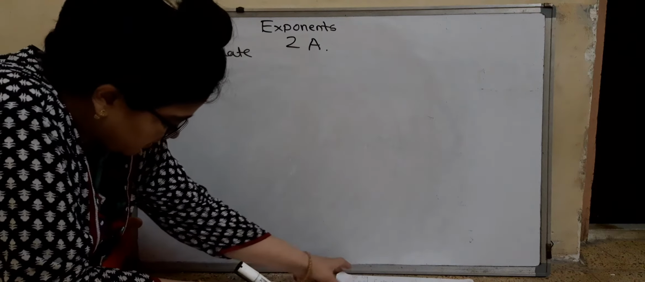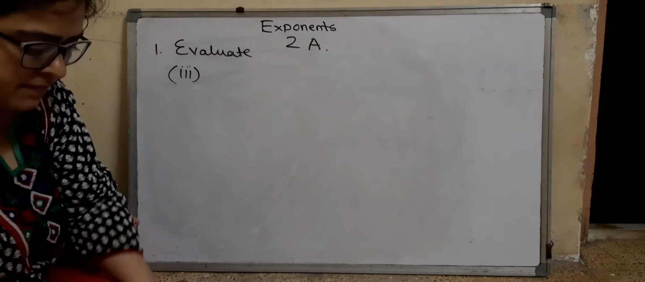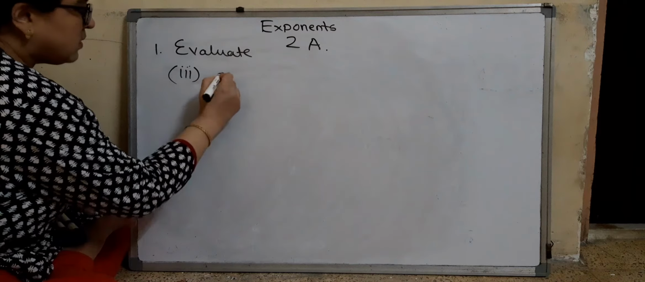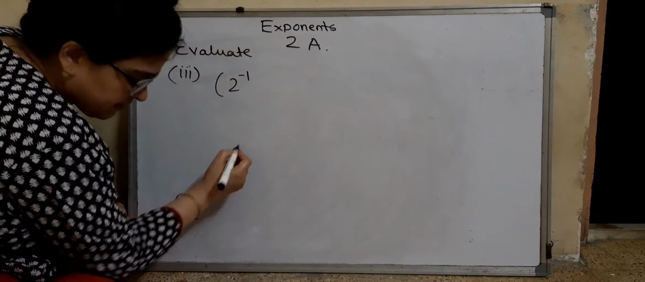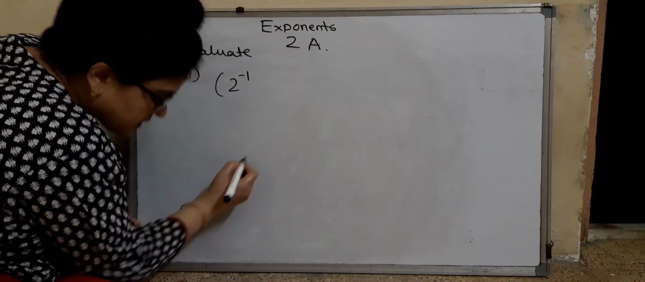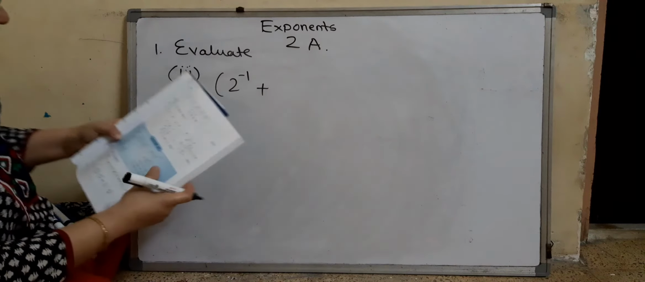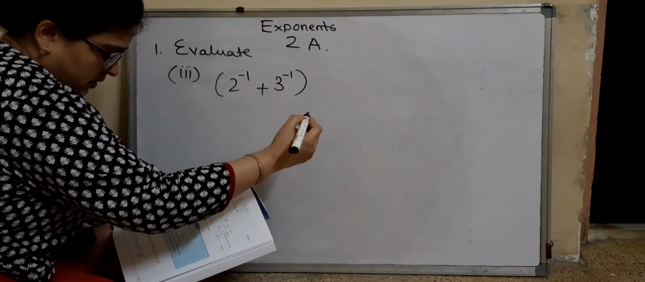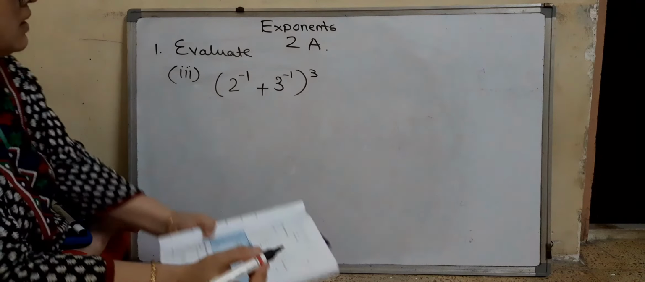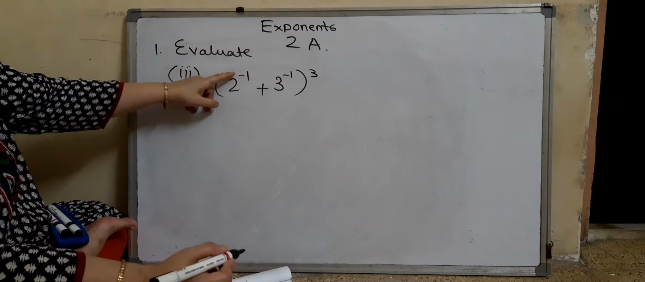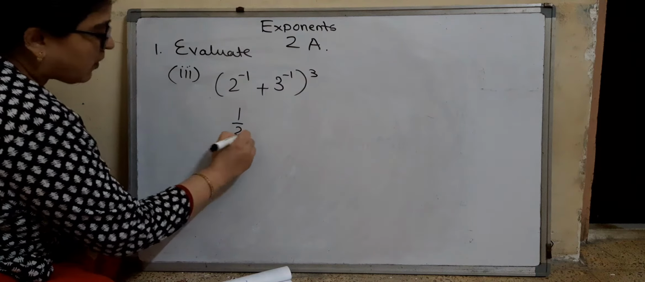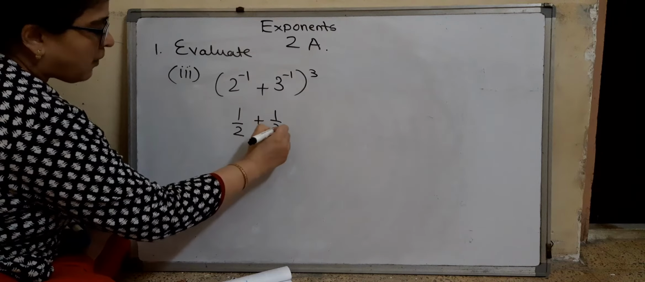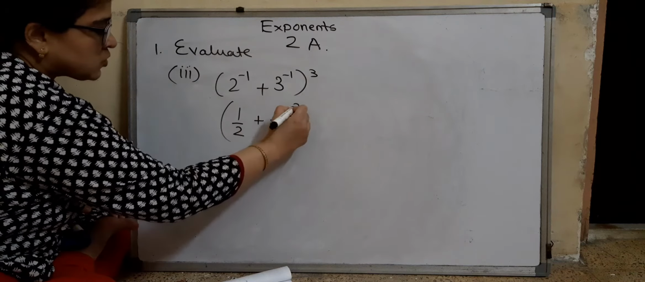Next, 2 raised to minus 1 plus 3 raised to minus 1, all raised to 3. So this is the negative power. So first convert into positive: 1 upon 2 plus 1 upon 3, all raised to 3.